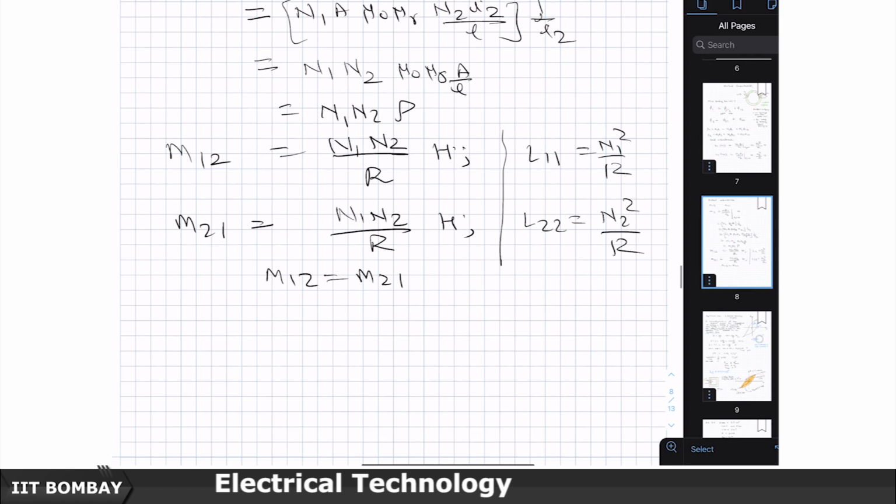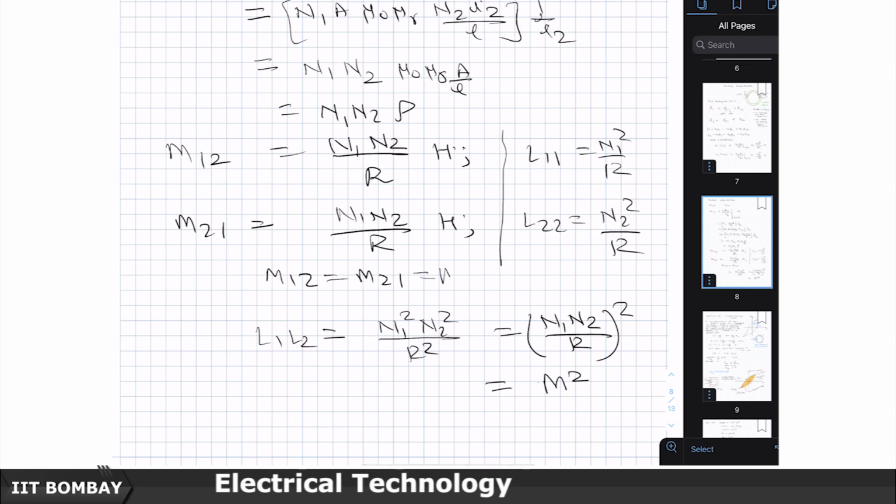The last interesting thing is, if you take L11 into L22, what does that become? N1 square N2 square by R square, which is the same as N1 N2 by R whole square, which is equal to M square. So, I will just write this as the product L1 L2, and because they are symmetric, I am going to just use one mutual inductance M. In case of two coils, this is good enough, L1, L2 and M. This is absolutely good enough thing to do.